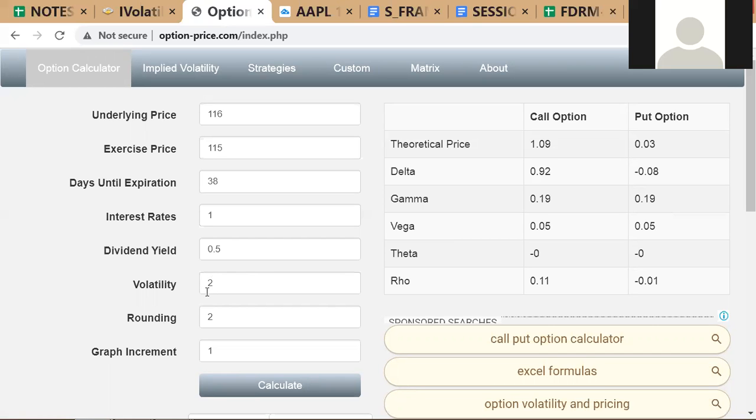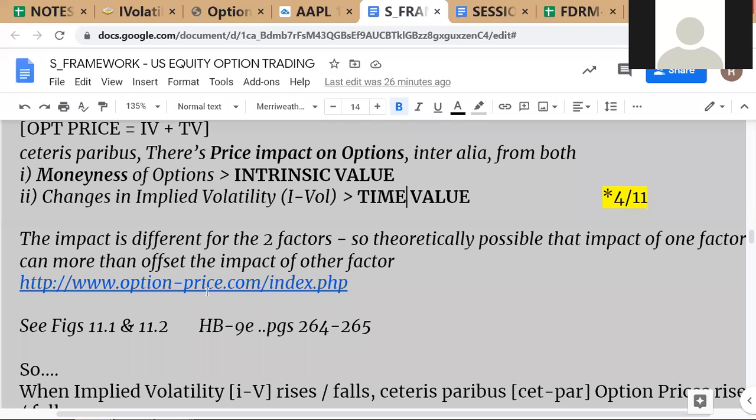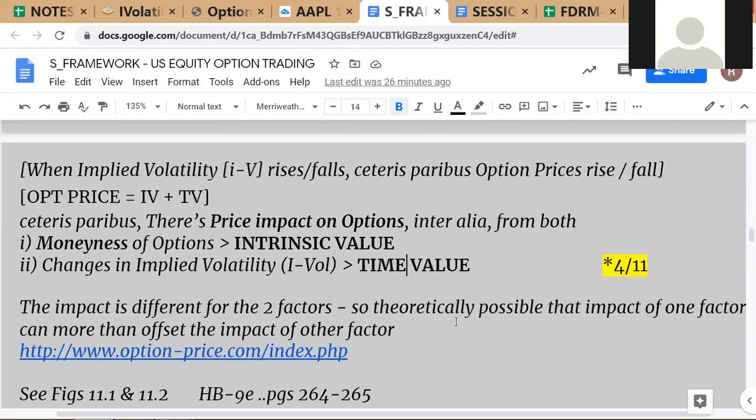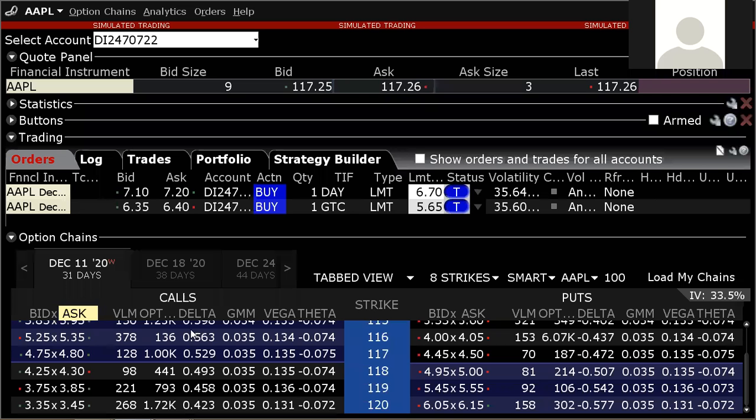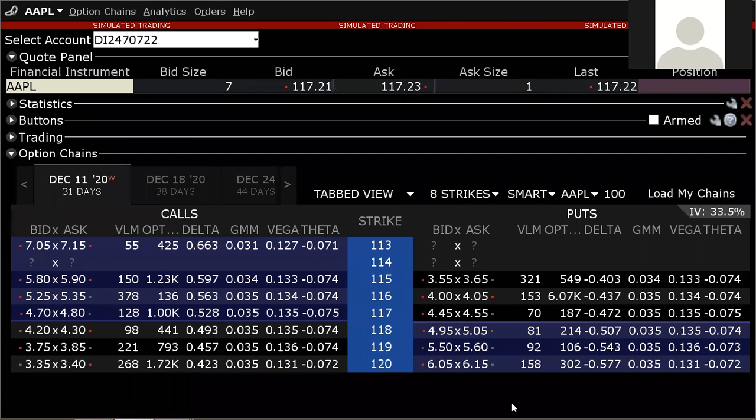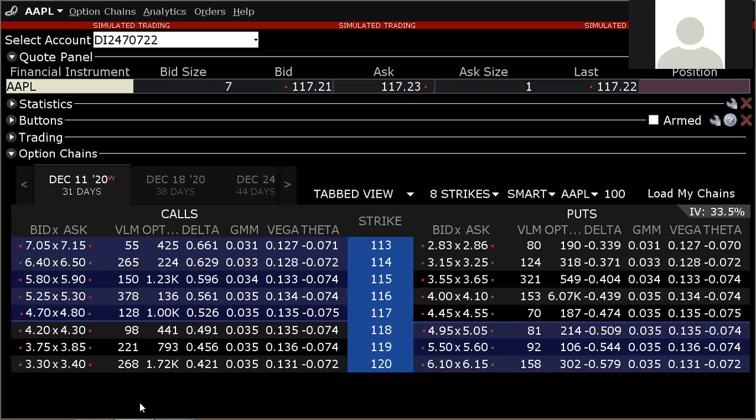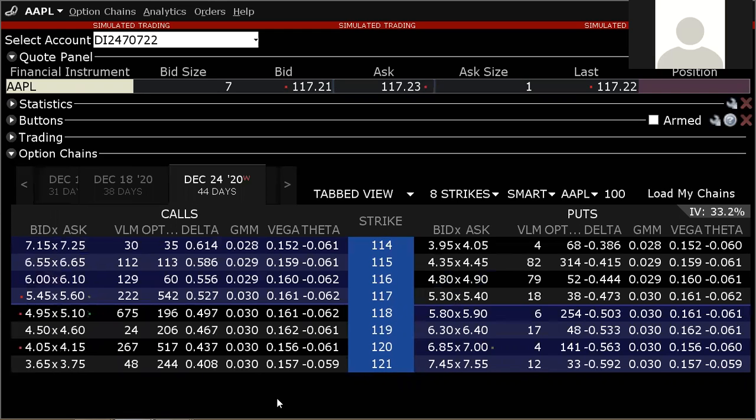Okay, so this is a useful framework to keep in your mind, that the option price is always equal to IV plus TV. So that means when you look at this option price, you should also practice in your mind, as we saw today. I'll just close this trading thing. You can always practice in your mind when you see this. This is 31 days. Let's look at a slightly longer option chain, 44 days.